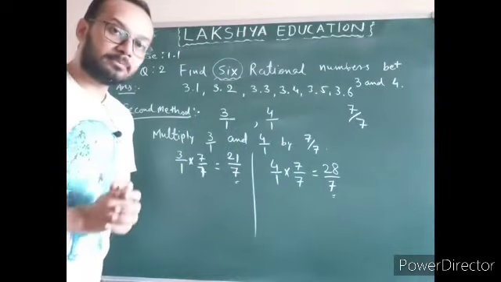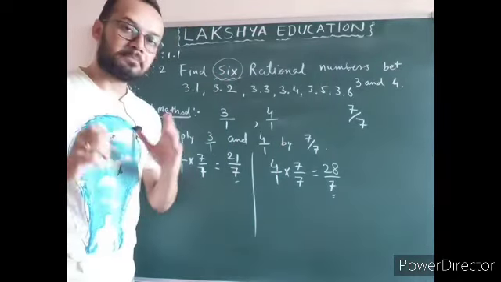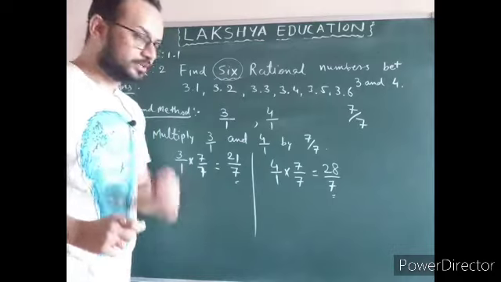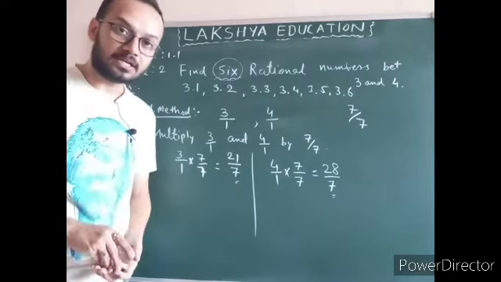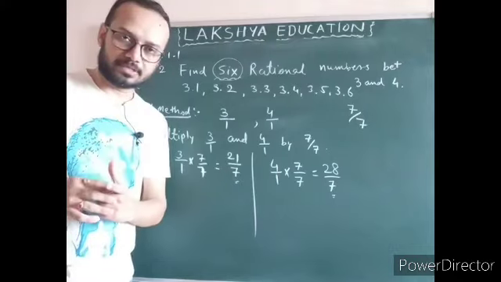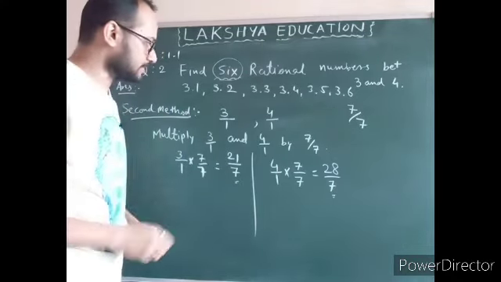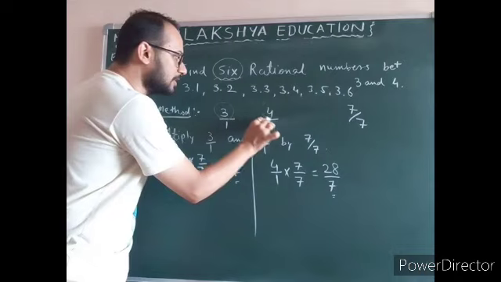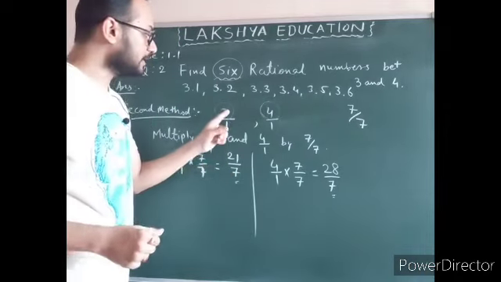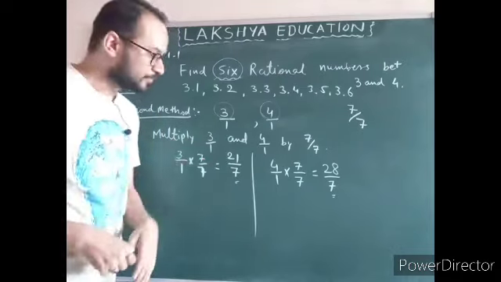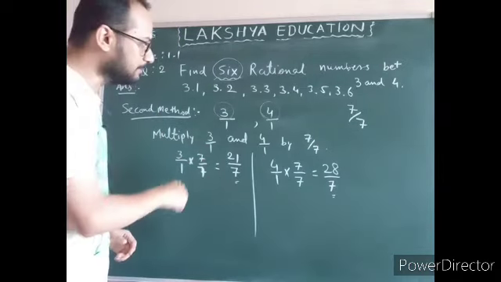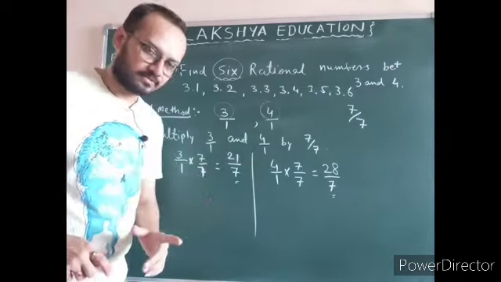Now why have we multiplied these two numbers by 7? Because we want 6 rational numbers between these two numbers. So there must be a gap of at least 6 numbers between these two numbers. Here in the numerator there is no gap. The numerator is 3 and 4. There is no gap in between these numbers. So to get that gap we have multiplied by 7 upon 7.